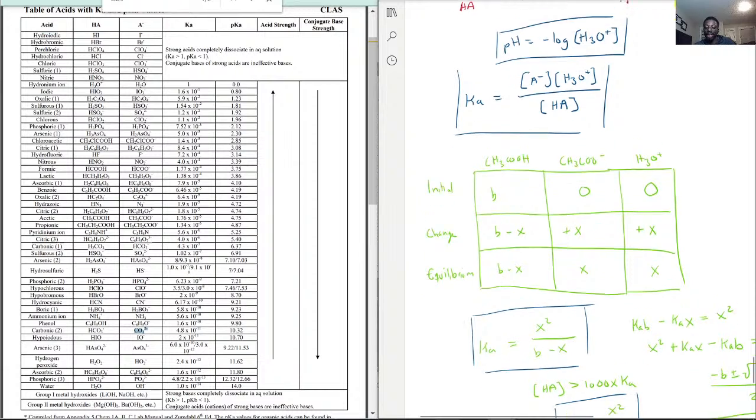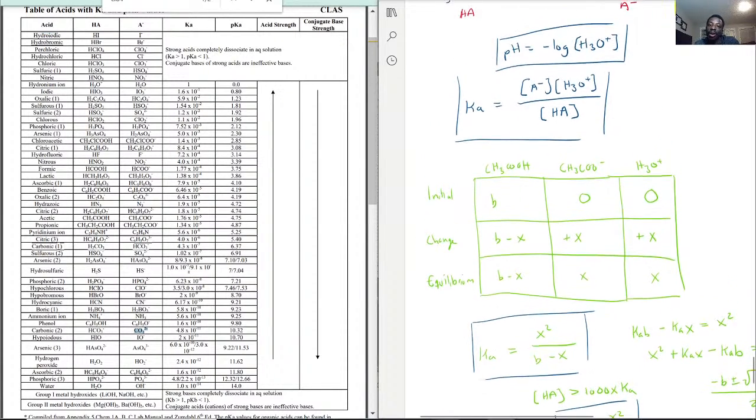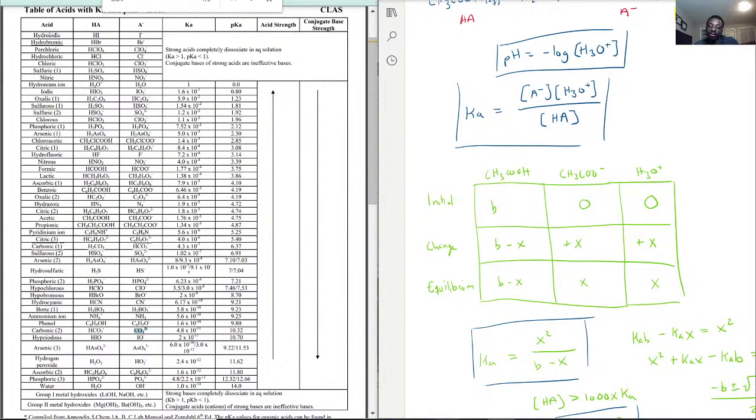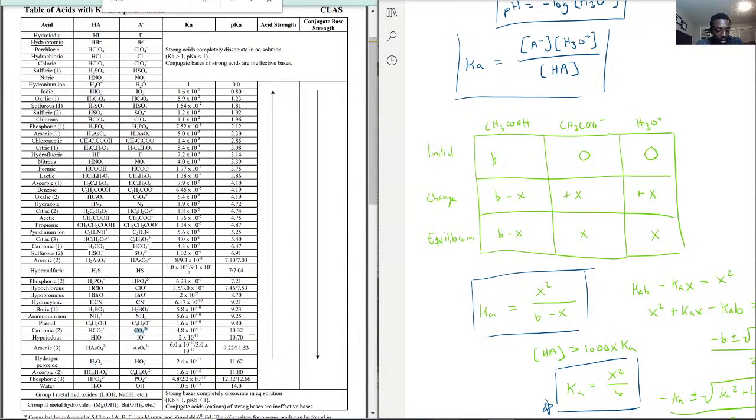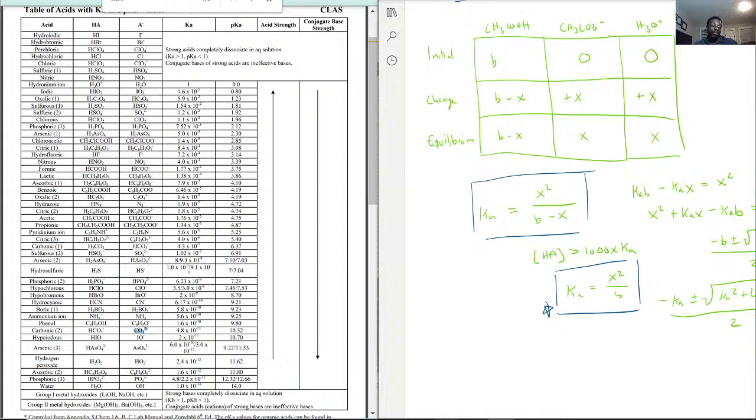So as a quick example, let's say we had 5 moles per liter of acetic acid. So 5, a nice big number. If you look at 5 versus 1.76 times 10 to the negative 5, 5 divided by that is at least 284,000 times bigger. So it's insignificant how much it's going to change. From 5 moles per liter of acetic acid, we now do the formula.